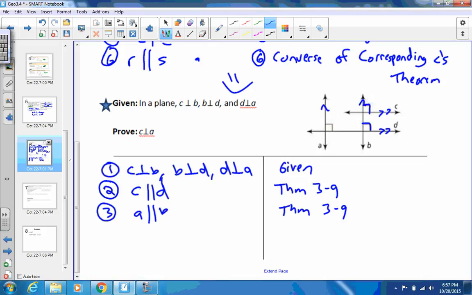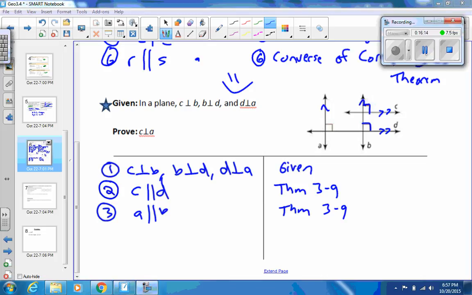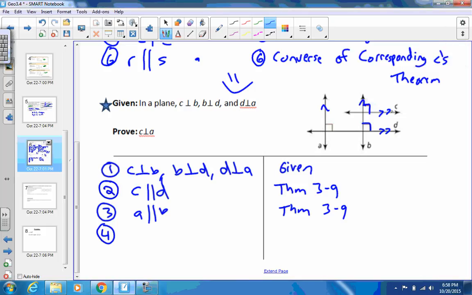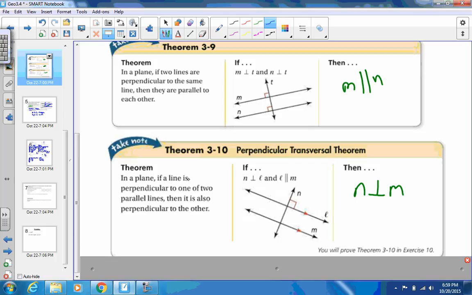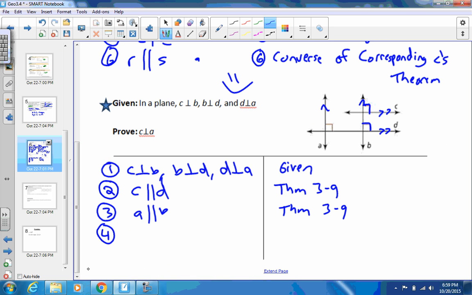But let me think for a second here. I'm not sure if we had to say all that, but we could then say that since C is perpendicular to B, and A is also perpendicular, or hold on, let's look at this theorem right here. It says, in a plane, if a line is perpendicular to one of two parallel lines, then it is also perpendicular to the other. This is our last one. So if we know that A and B are both parallel, and B is perpendicular to C, then A would also be perpendicular to C because of theorem 3.10.